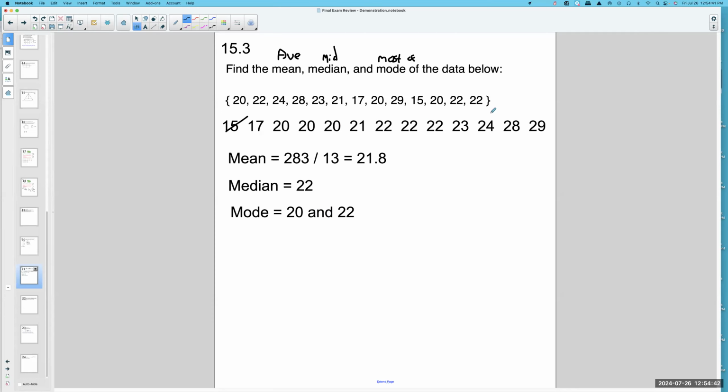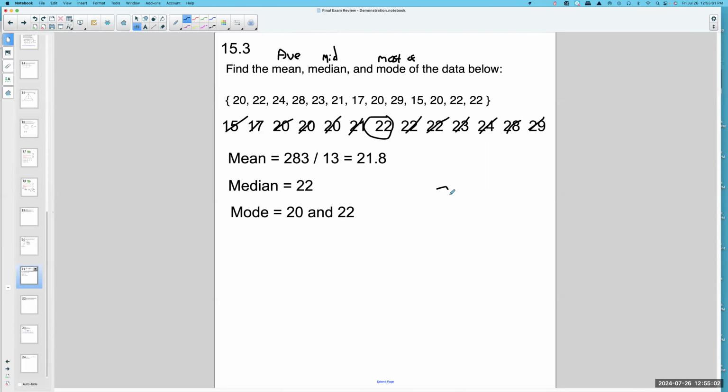The median is the one where you kind of cross off the edges, work your way in. And that's why I do it last because I'm scratching out all my stuff here. And then you'll see, oh, I'm not done yet. There's my middle number, 22.